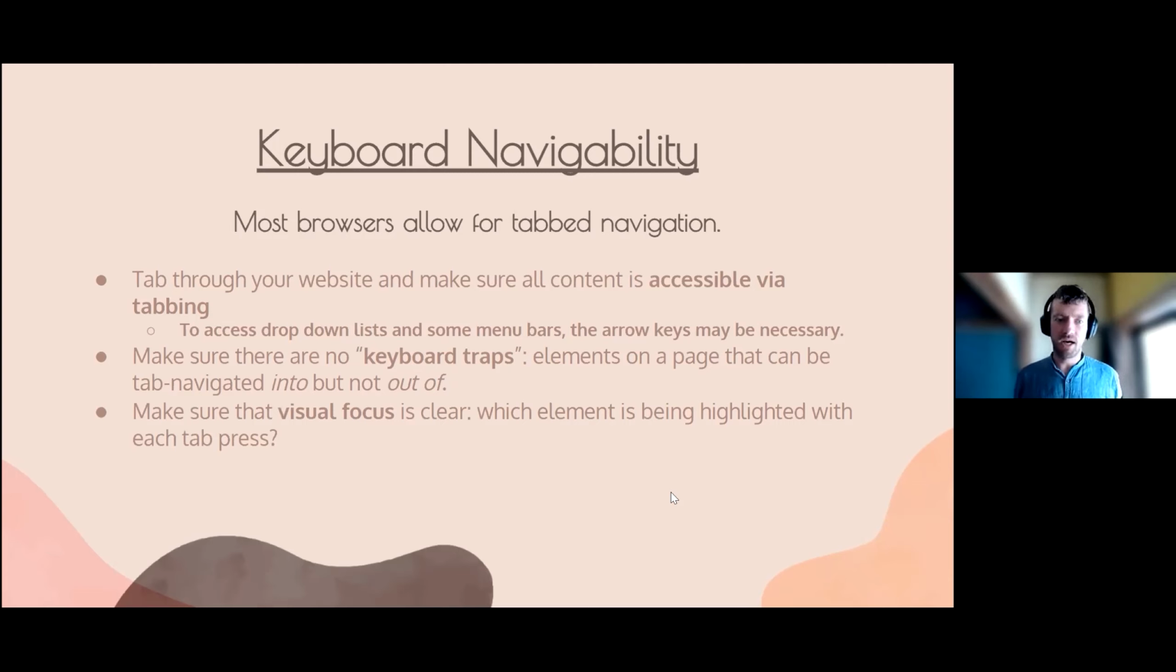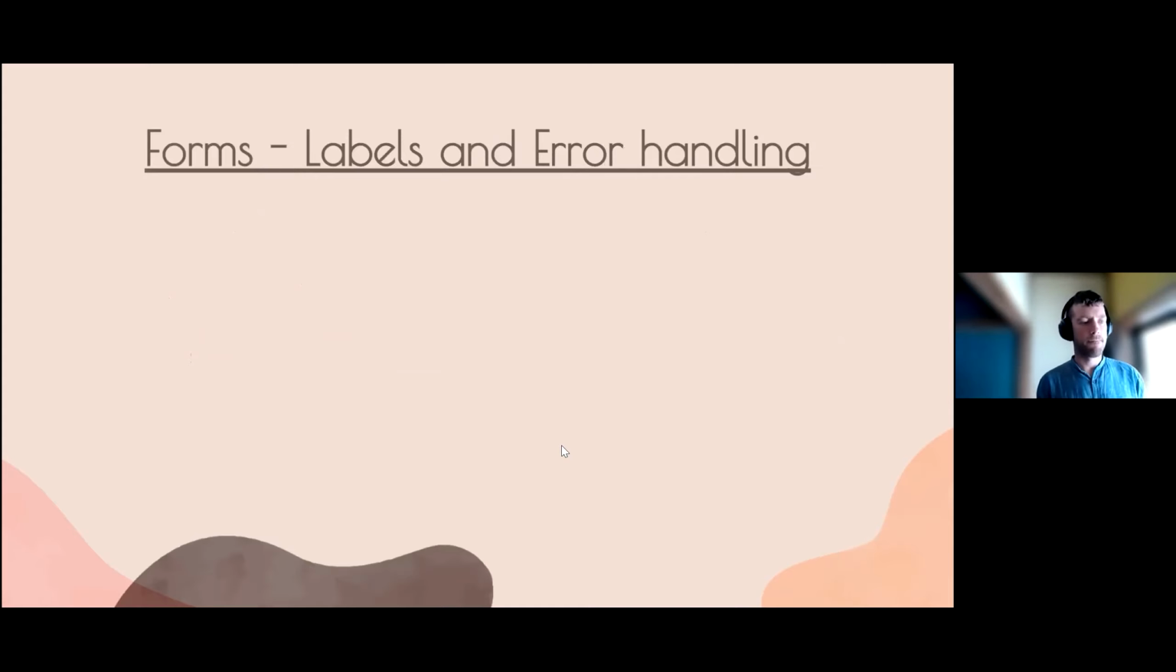Make sure the visual focus is clear. So which element is being highlighted with each tab press? I think you saw that when I was tabbing through my links at the top of the page, there was a white bar that surrounded each link, and that helps you figure out where you are when you're tabbing through. Double check that all functionality is accessible via the keyboard, so make sure that you can press enter on your buttons and that you can enter your drop-down lists, and you're all set.